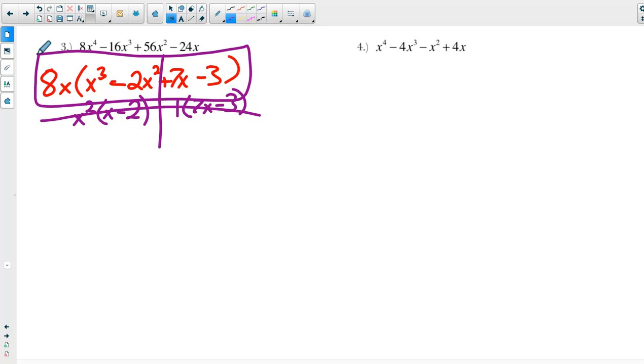Greatest common factor for number 4 is just x. So I'm going to put an x here, and I'm going to change it and write it like this. And then you are going to factor this by grouping for me. And this one does work. You got to take a little bit of manipulation along with it, though.